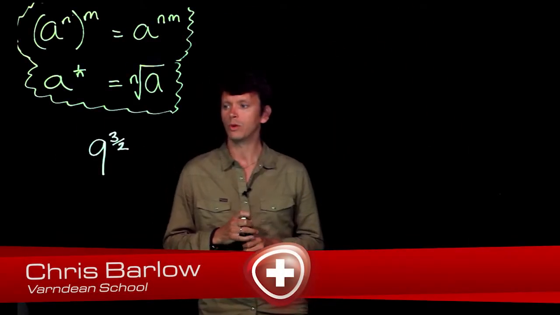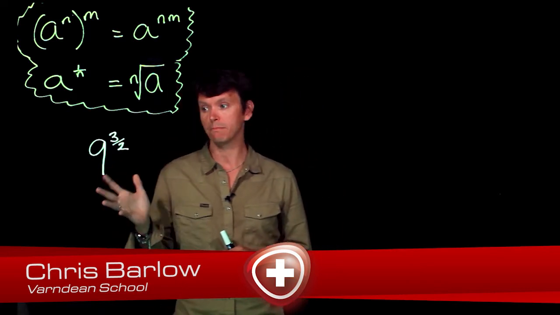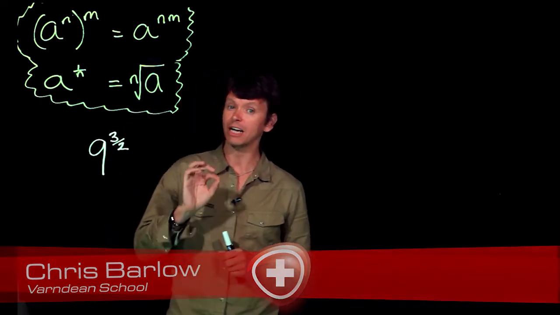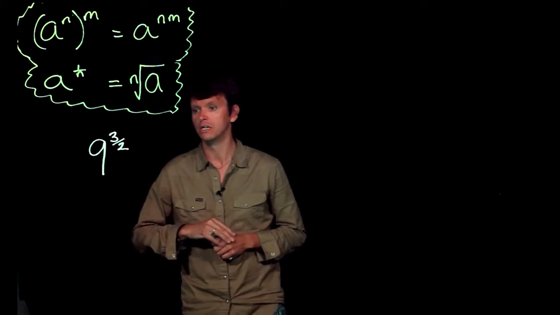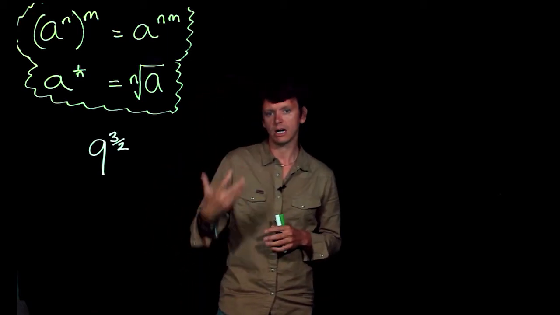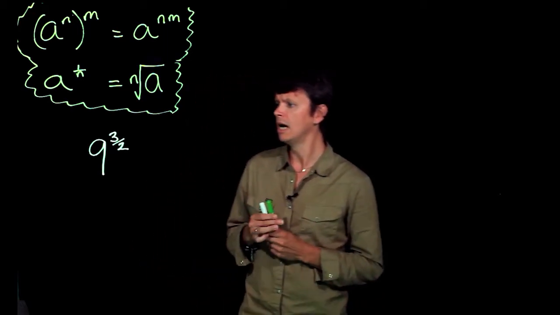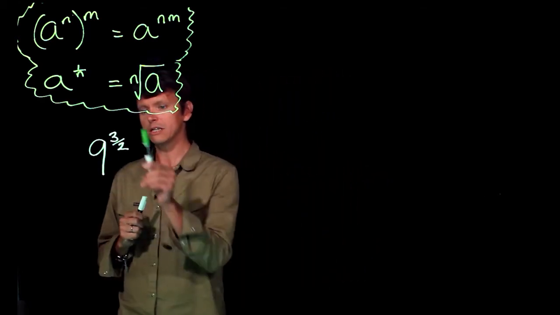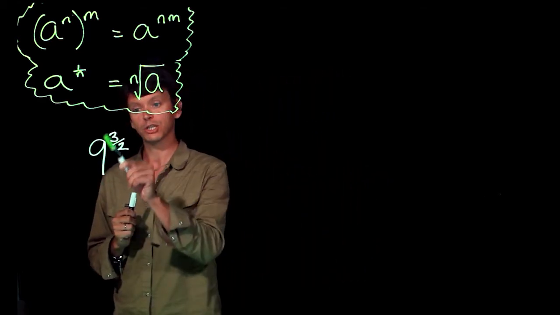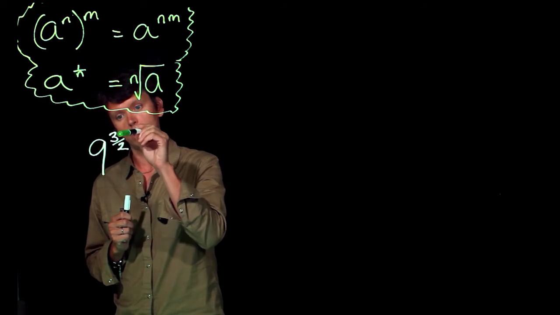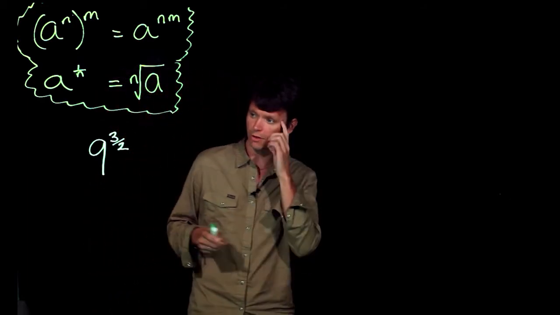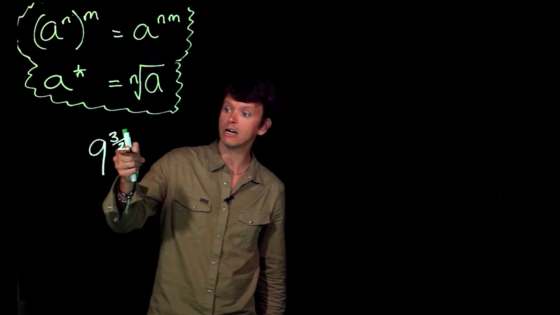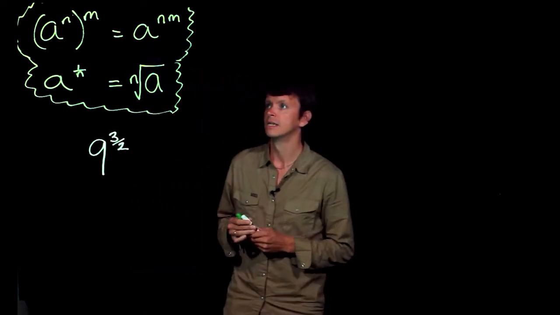In a previous video, we looked at what happens when we raise a number to a power that's a fraction, like simple fractions such as a half and a third. In this video, we're going to look at raising a number to a fraction where it's not a 1 in the numerator. So it's not a half or a third, but in this case we've got 9 to the 3 over 2, 9 to the 3 halves.